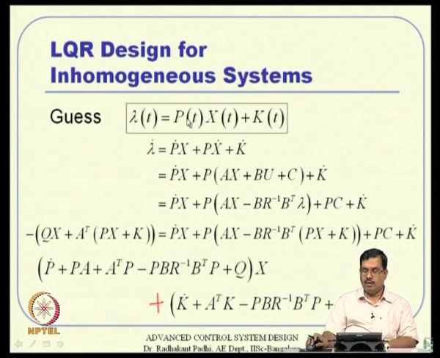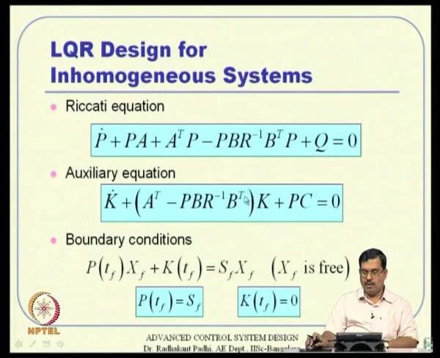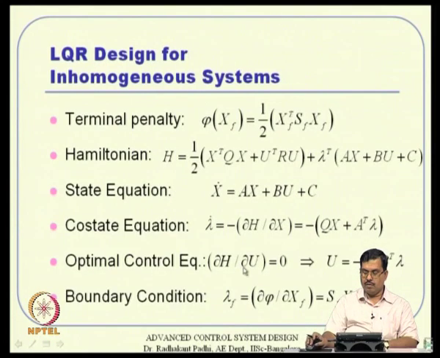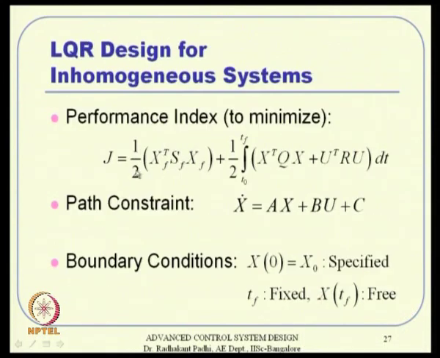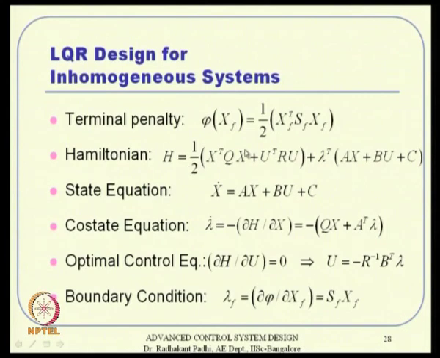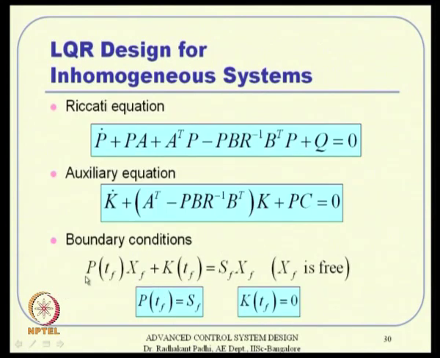So, if I really need to know P of t and k of t, the differential equations are ready, but I need to talk about the boundary conditions as well, and the same boundary condition holds good here basically, because the outside term was not changed, the outside term remains same actually. That is why phi remains same and lambda f remains same. So, let me satisfy this equation. If I put the boundary condition out here and equate the coefficients, what it turns out is P of T f is equal to S f and K of T f is 0.